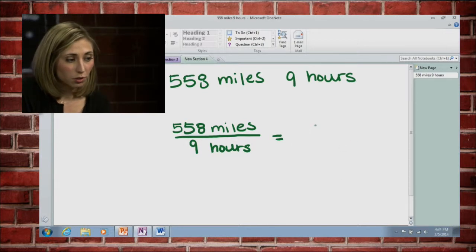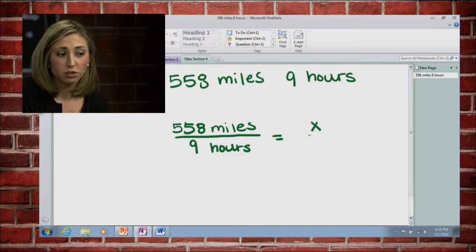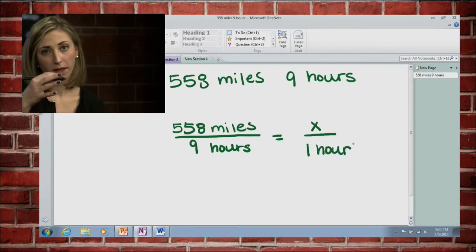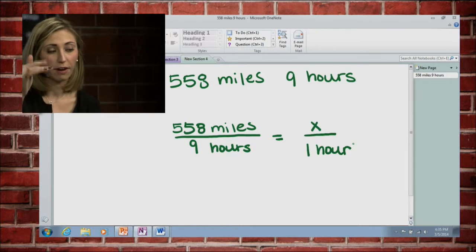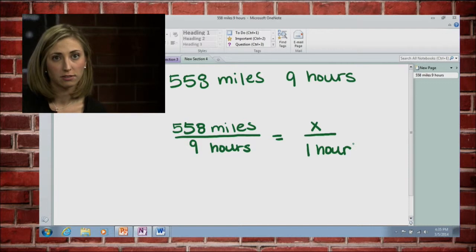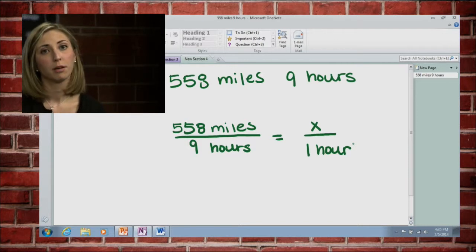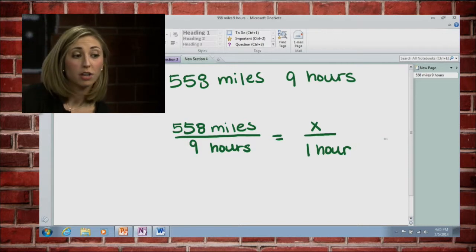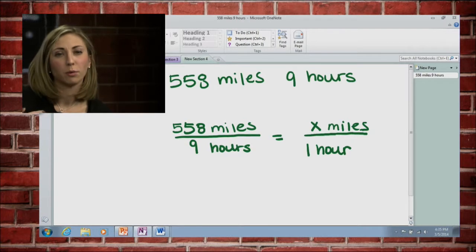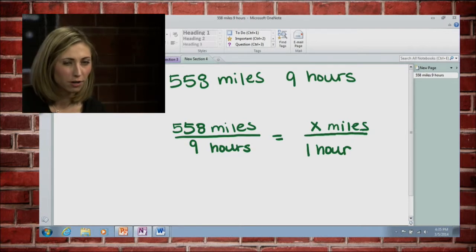Then we don't know how many miles she can travel in 1 hour, but that's what we're trying to find out. And so we'd set up an equivalent ratio. So you'd say 558 over 9 equals x over 1, because x, the top, is our miles, and then the bottom is our hours, and that was 1 hour. We wanted to find the unit rate. Are you following me so far?